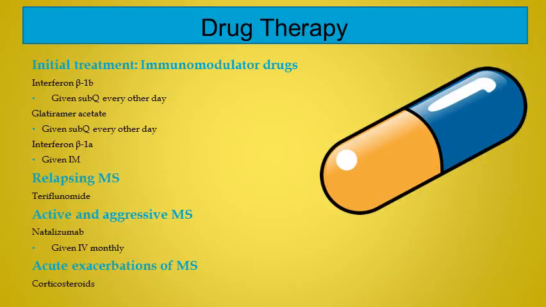For more active and aggressive forms of MS, natalizumab is given IV monthly when patients have had a poor response to other drugs. Corticosteroids work by reducing edema and acute inflammation at the site of demyelination, making them the most helpful in treating acute exacerbations.